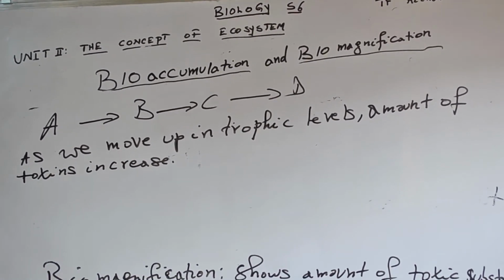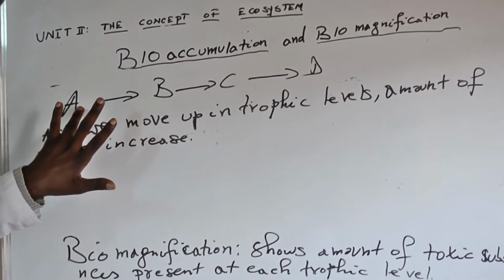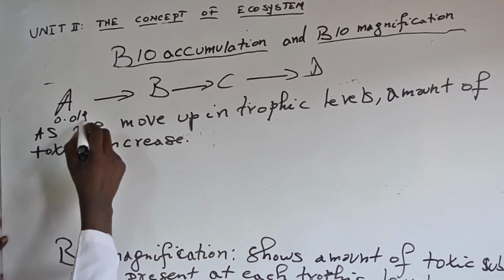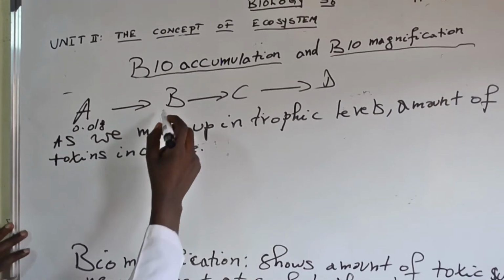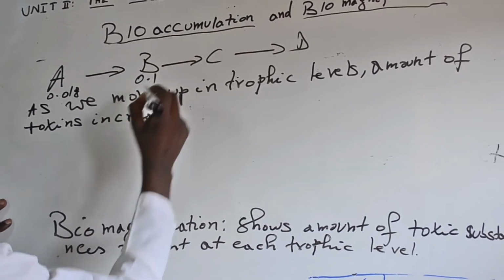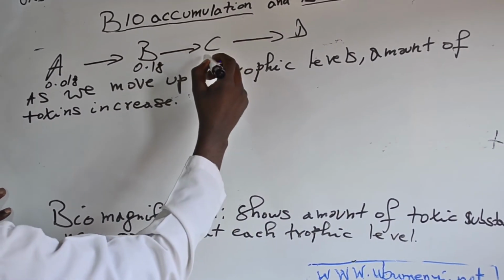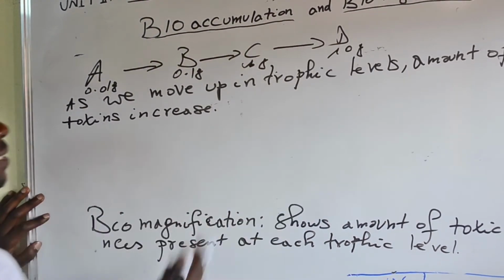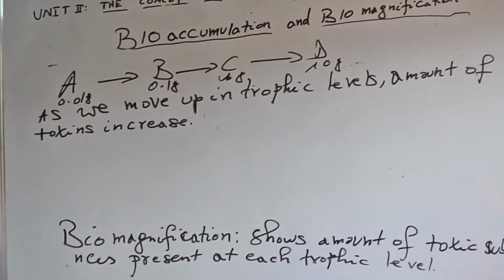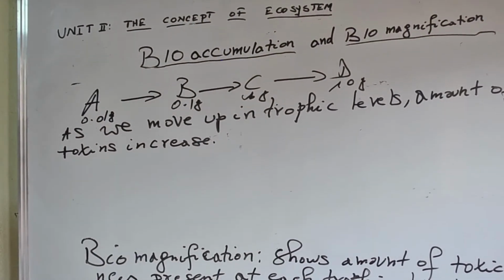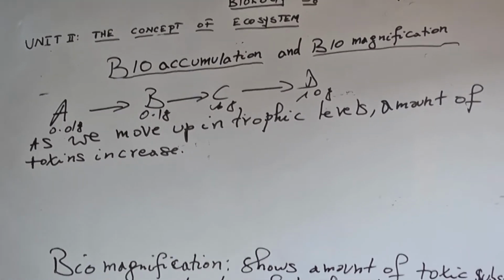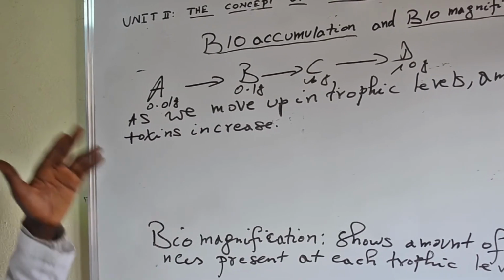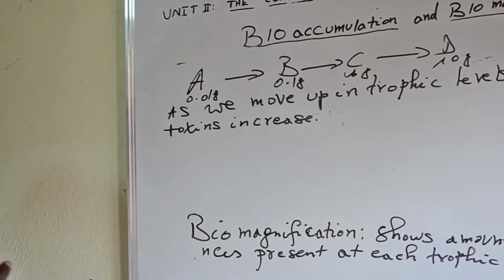So from this example, it shows that if you had like 0.01 gram of toxic substances, here we'll be having 0.1 grams, 1 gram, and 10 grams of toxins, because we are moving. As we move, the toxins increase within the trophic levels. So that's what we call biomagnification, which is very different from the bioaccumulation that we saw earlier.